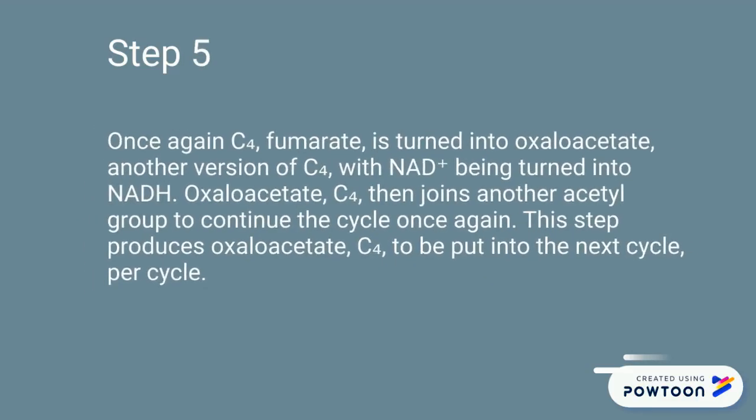C4 is then turned into oxaloacetate, along with NAD+ being turned into NADH. The oxaloacetate is then combined with the acetyl group to continue the cycle again. This step produces NADH and oxaloacetate, which is put in for the next cycle.